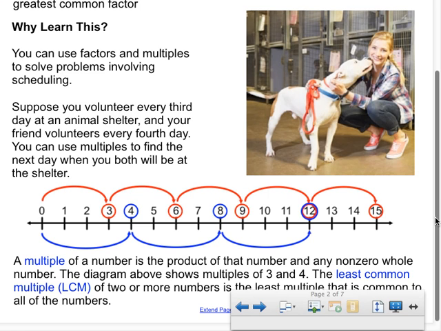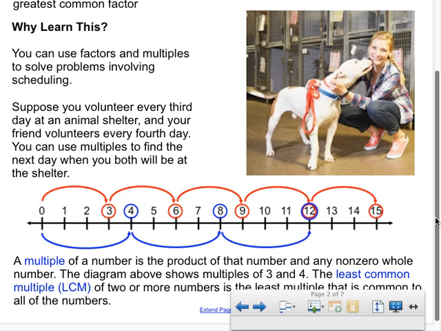Suppose you volunteer every 3rd day at an animal shelter, and your friend volunteers every 4th day. You can use multiples to find the next day when you both will be at the shelter. Okay? Typically, when students are first taught about multiplication, they're taught about skip counting. Do you guys remember that?